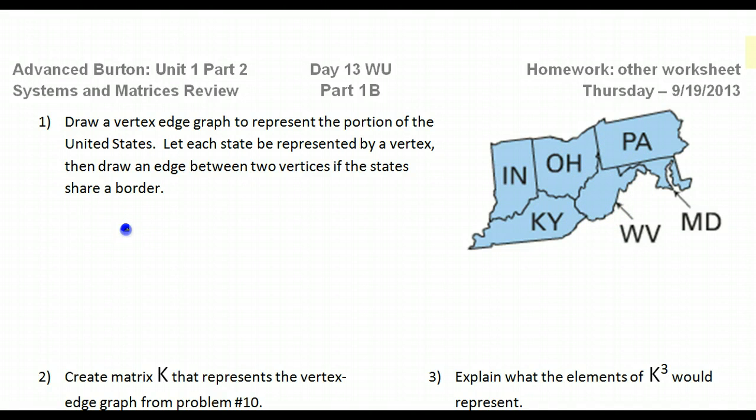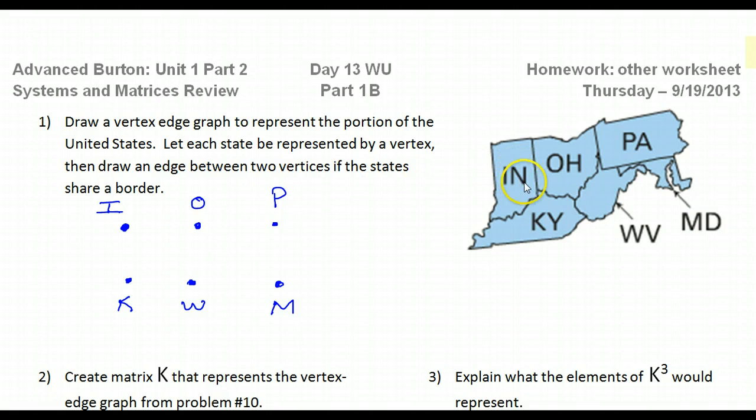So for example, you can have I and O and P and K and W and M, to represent each one of these states.